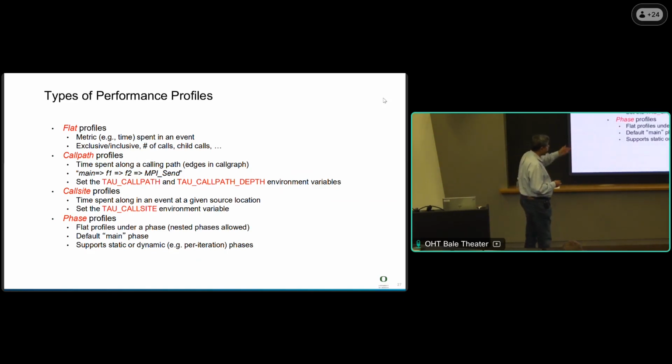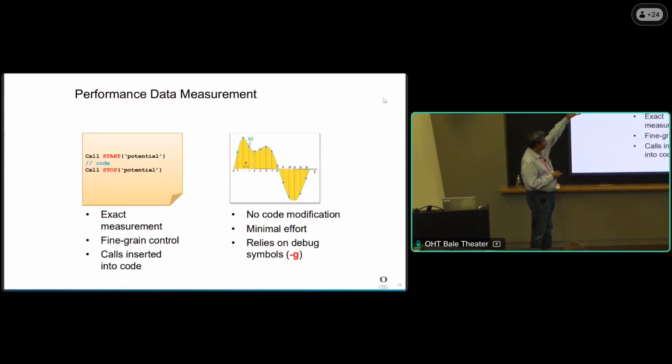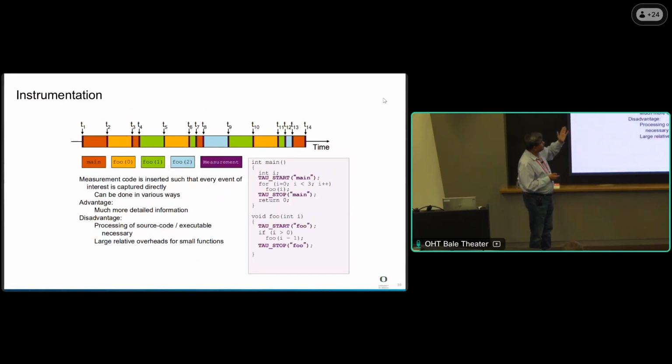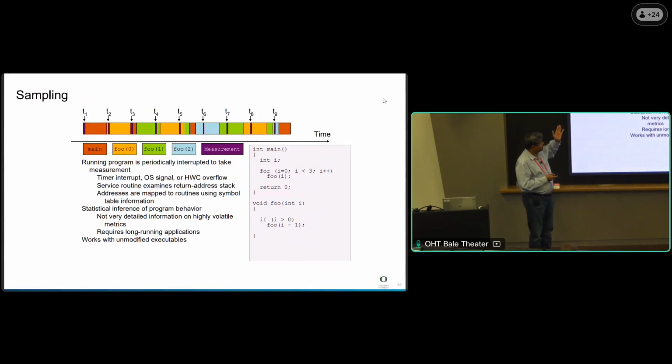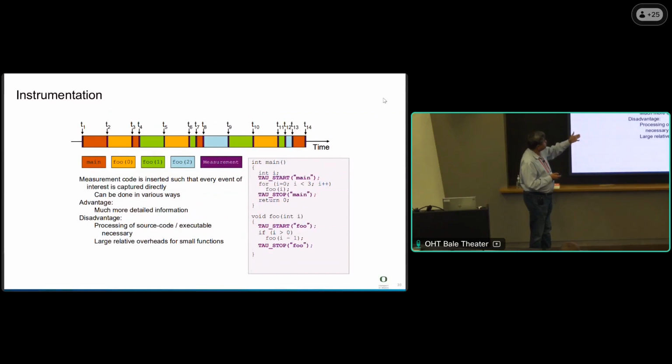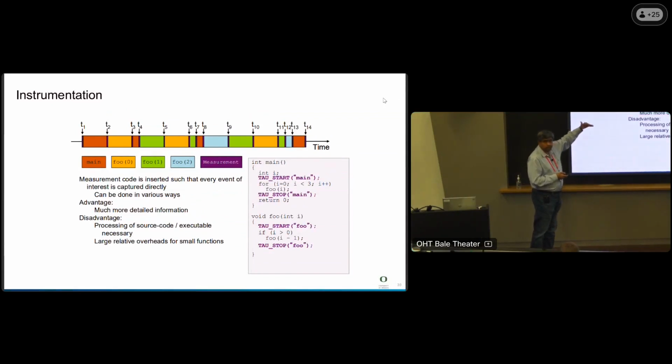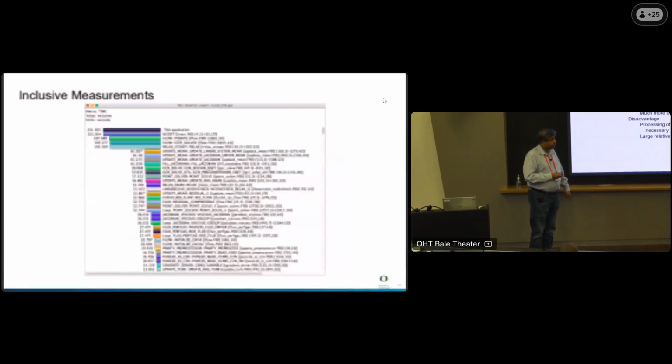You can generate phase profiles that are flat profiles nested under a particular phase. And you have the support for start-stop instrumentation, which can give you fine-grained control, as well as sampling, where you can periodically interrupt the program. Sampling works like this, where you can interrupt the program periodically and then make an estimate for where the application is spending its time, whereas instrumentation allows you to add hooks with start and stop timers inside all the functions.